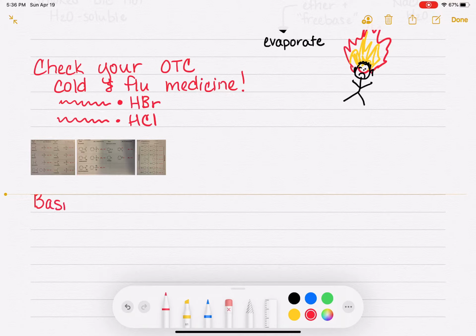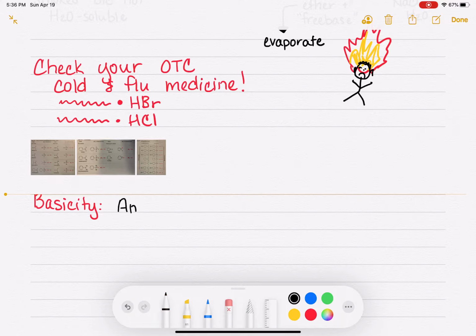Our last topic for properties of amines is basicity. And we also have a worksheet on basicity. What we want to be able to do is look at a couple or more structures of amines and rank them in order of weakest to strongest base.